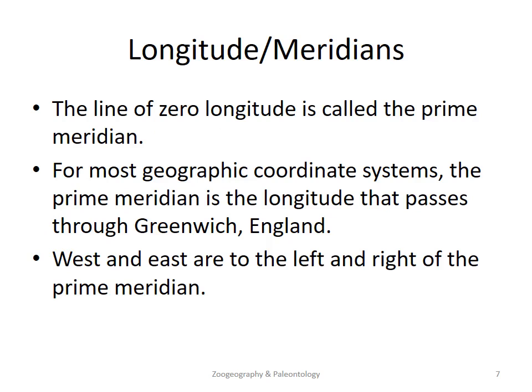What are the longitude lines or meridians? The line of zero longitude is called the prime meridian. For most geographic coordinate systems, the prime meridian is the longitude that passes through Greenwich, England. It serves as 0-degree longitude and a reference point from where we can count eastward or westward in order to count the longitude lines. West and east are to the left and right of the prime meridian.